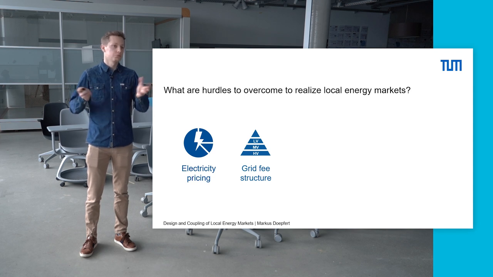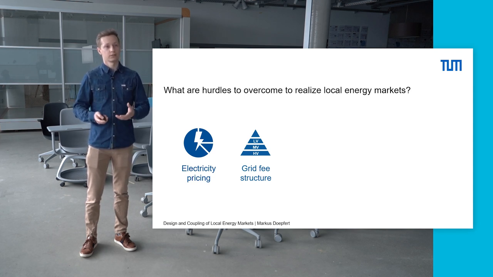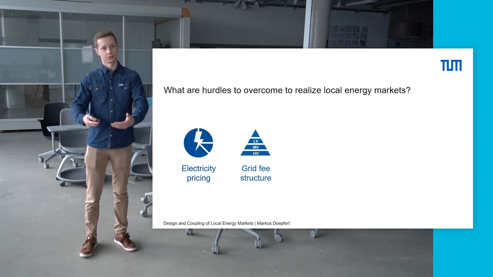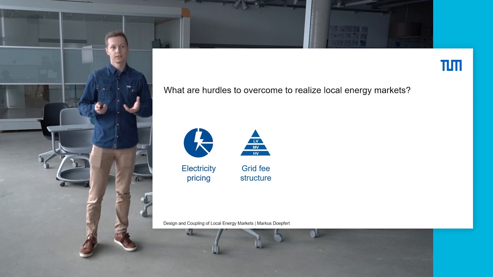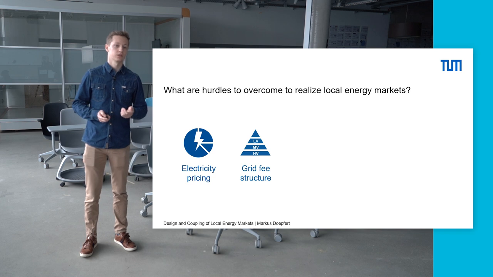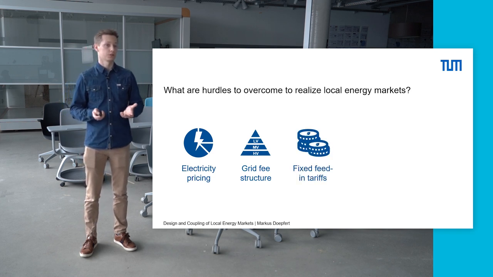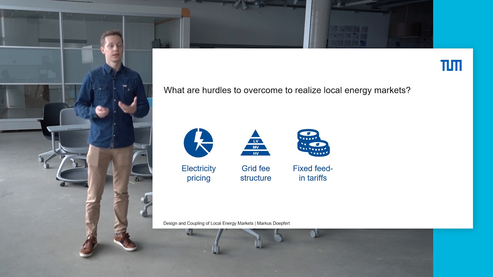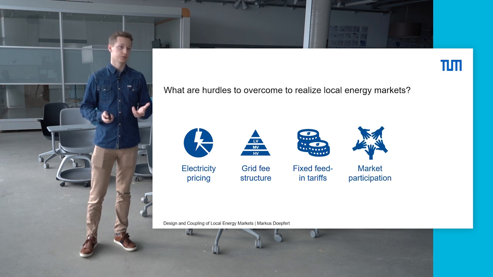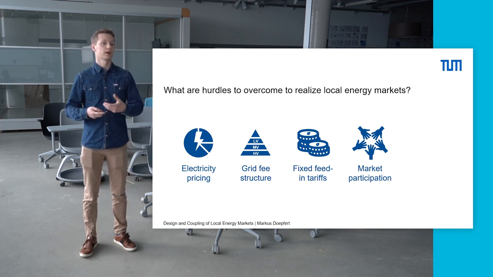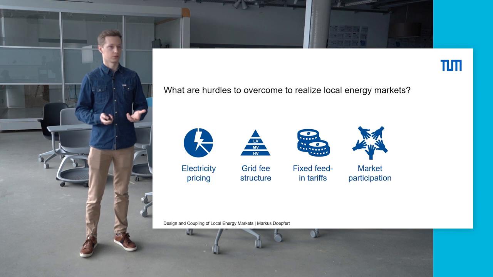This was fair in the past, as back then the high voltage level was the one where energy was produced and then simply handed down through the grid. But these days, where consumption also occurs on the medium and low voltage level, this is not really true anymore. Then we also have fixed feed-in tariffs for renewable energy generation, which distort the market in a way that there's no incentive for them to adjust their production to the actual consumption. Also, small market participants that want to supply energy to the system can't really do so, because they would have to fulfill the same requirements as large-scale energy suppliers.